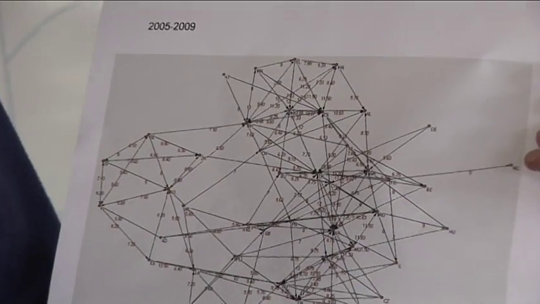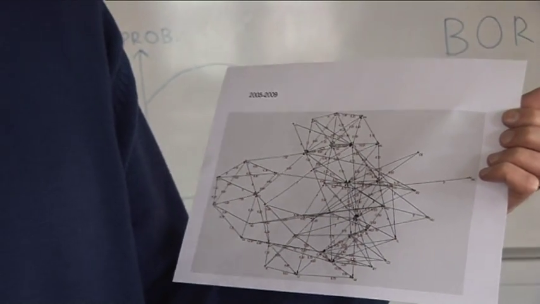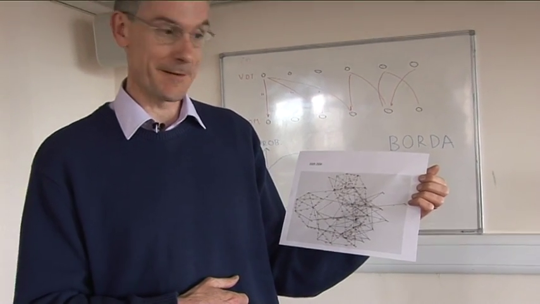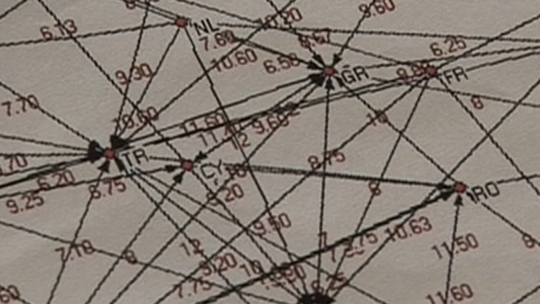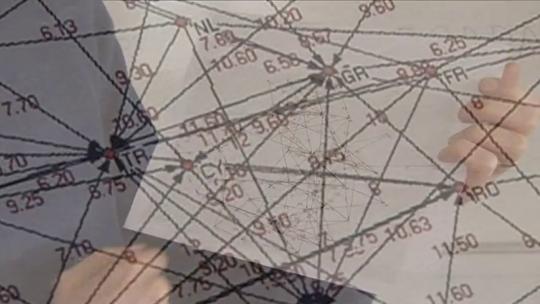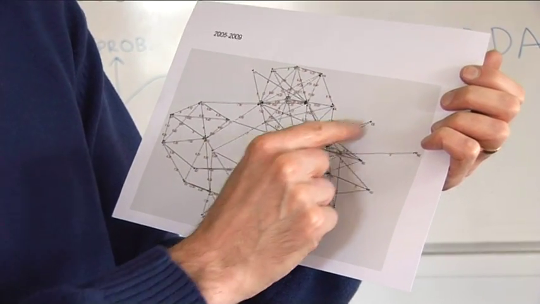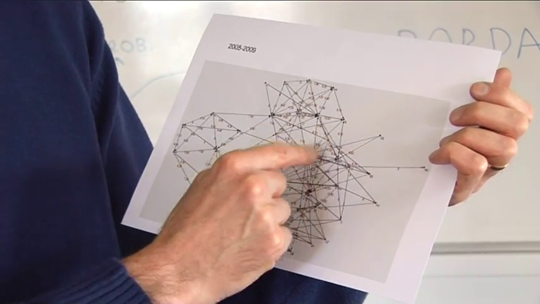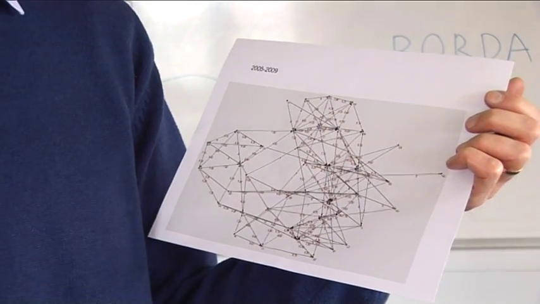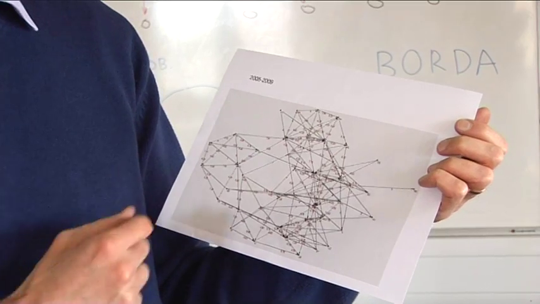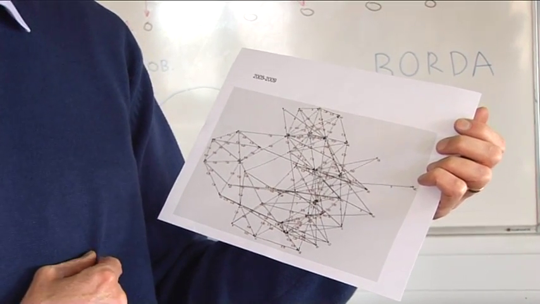This diagram shows all of the voting patterns that are statistically significant between the years 2005 and 2009. You can see that some countries have very many connections. It's possible to show that Germany consistently votes for Turkey and for Greece, but Turkey and Greece don't consistently vote for Germany, so that voting pattern is going in one direction. Some voting patterns, on the other hand, go in both directions.